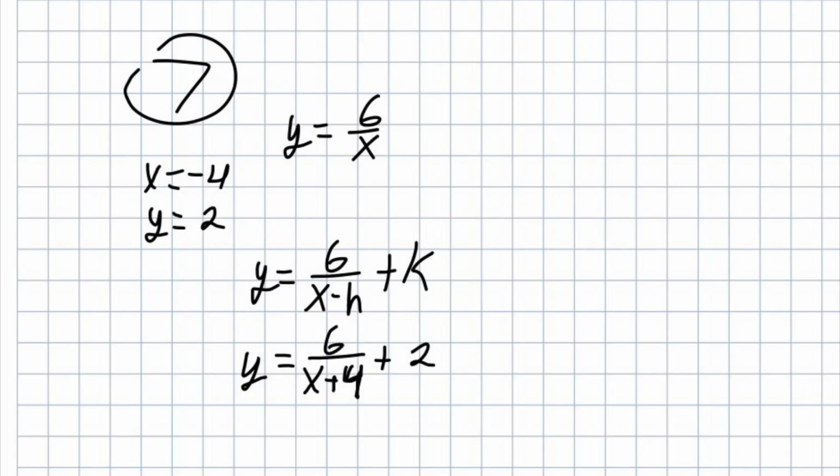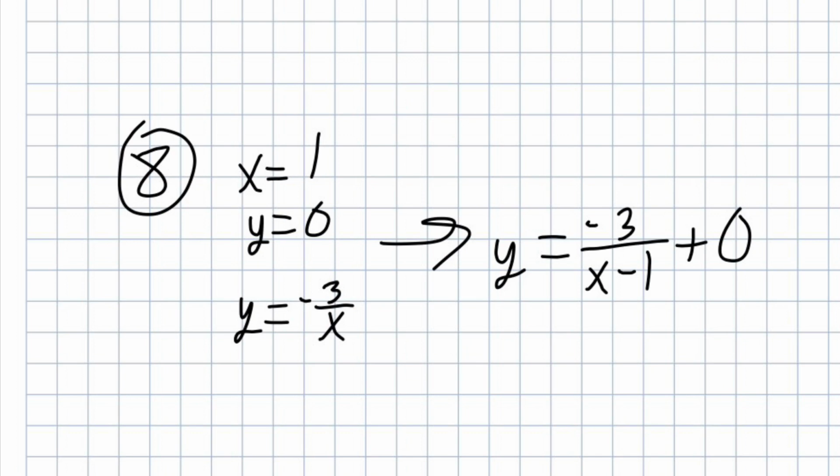All right, for number 7, all we had to do was make an equation for this. So I got the original, and I added the h and the k to it, and it gave me y equals 6 over x plus 4, plus 2. And for number 8, the same thing. It gave me the h and k, and I got y equals negative 3 over x minus 1, plus 0, if you want to put the plus 0. And the x is the h and the y is the k for both of these equations.